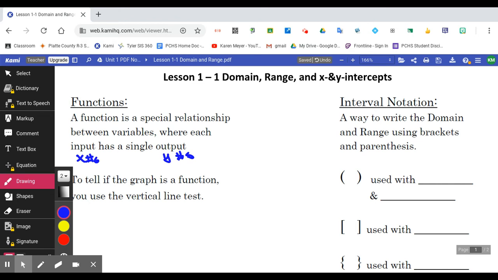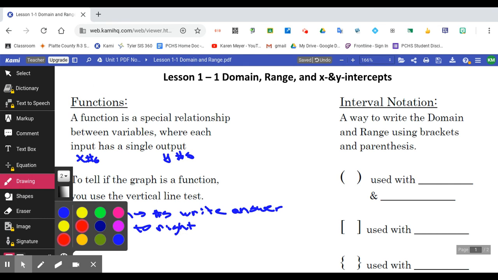Now, instead of using input and output, as we get older, we have fancier words, and those words are going to be domain and range. Domain is going to be like our inputs, where domain is the x numbers. And when we write our answer, we are going to write it from left side of the graph to the right side of the graph.